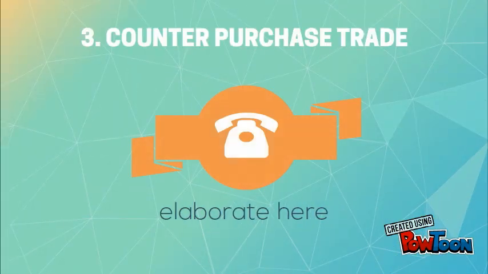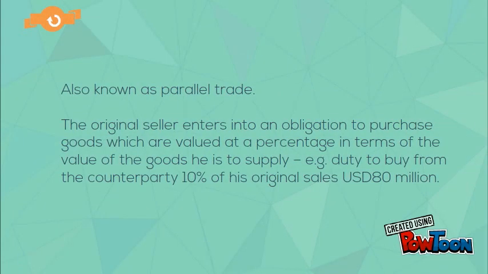The third one is counter purchase trade. It also known as a parallel trade. The original seller enters into an obligation to purchase goods which are valued at a percentage in terms of the value of the good he is to supply.